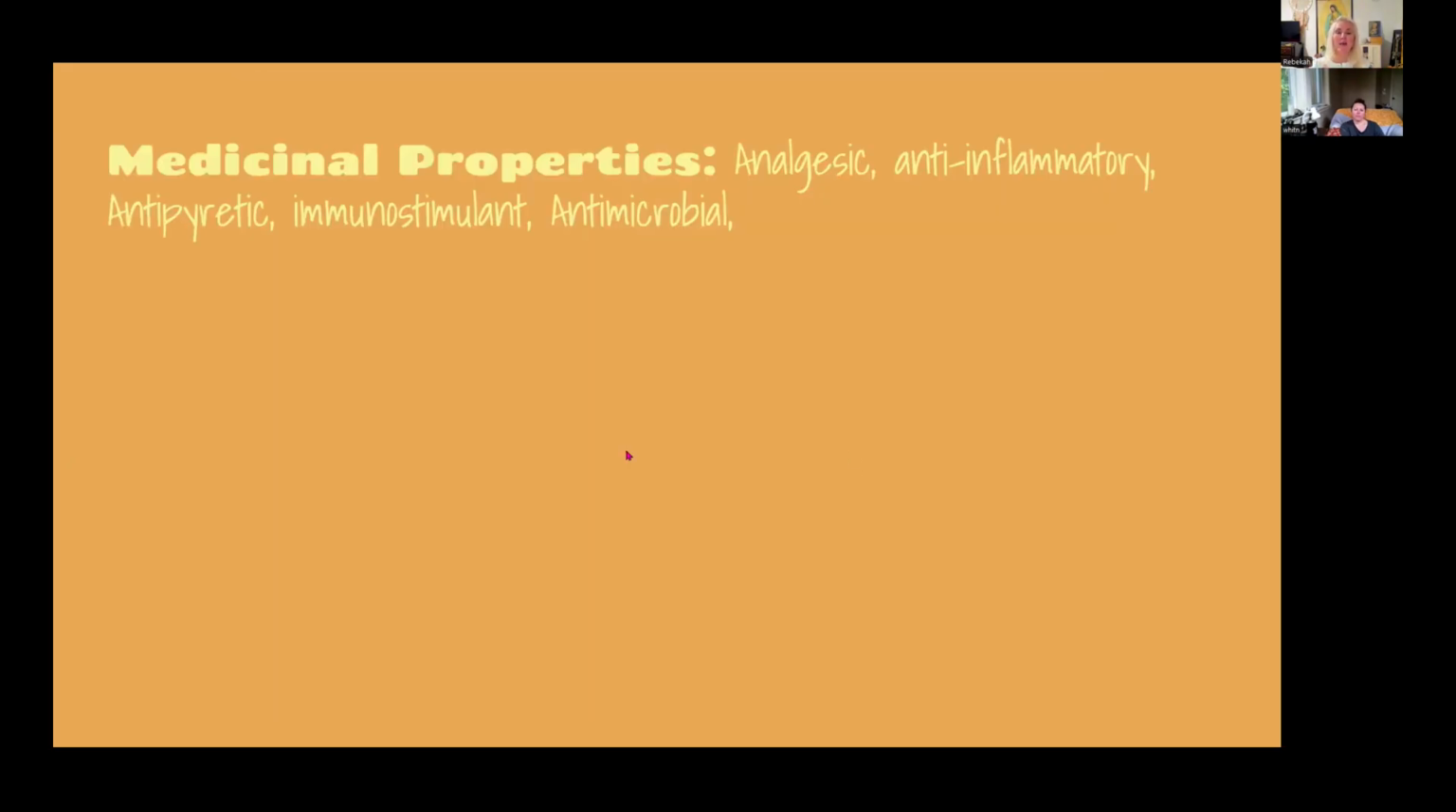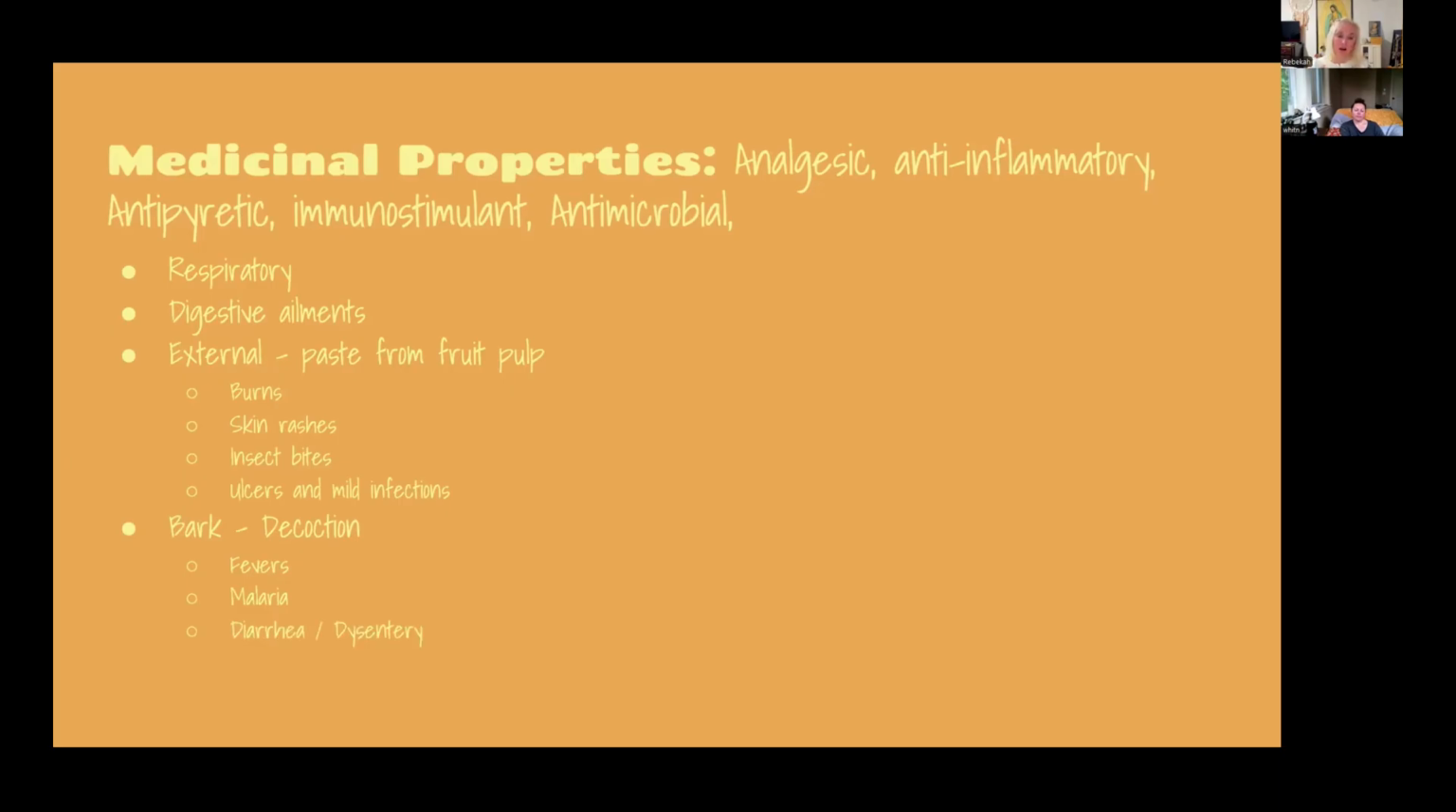So the baobab tree is an analgesic, an anti-inflammatory, an antipyretic, an immunostimulant, and antimicrobial, among other things. It's used for the respiratory system, for digestive ailments, and externally. The paste from the fruit pulp is used externally for burns, skin rashes, insect bites, ulcers and mild infections. You can make a decoction of the bark and use that for fevers, malaria, diarrhea or dysentery.